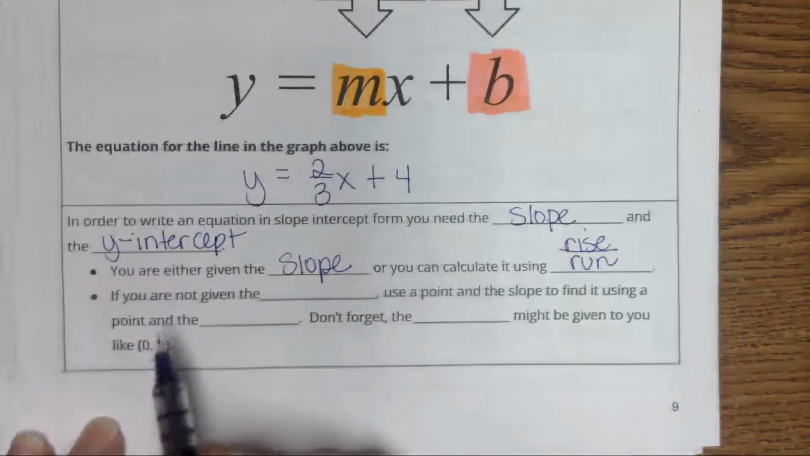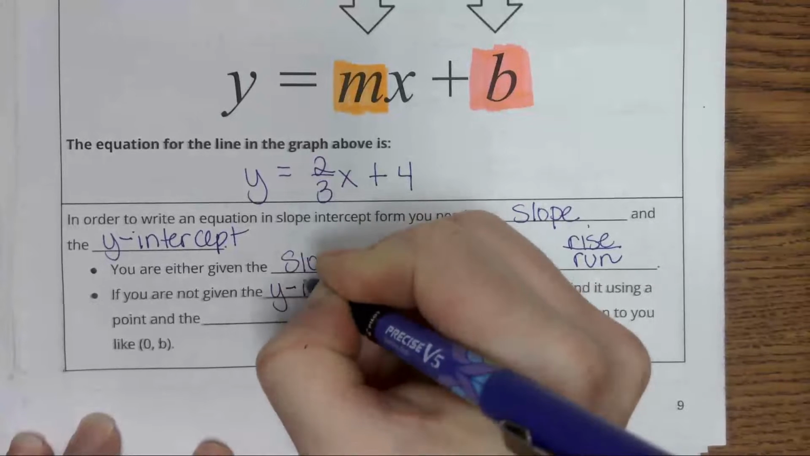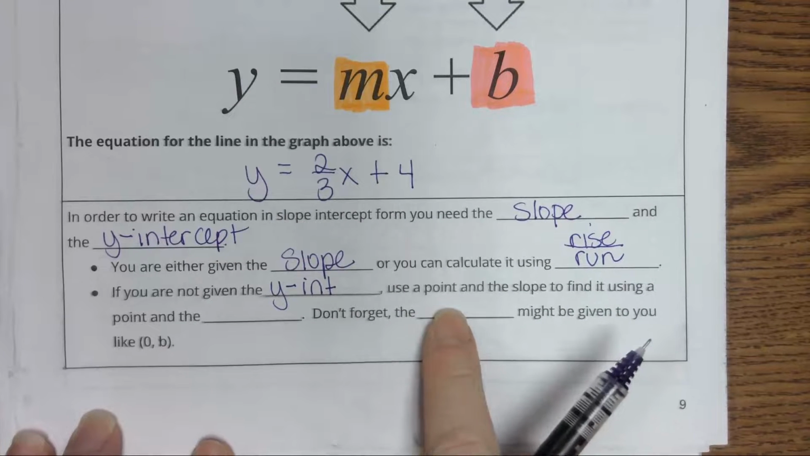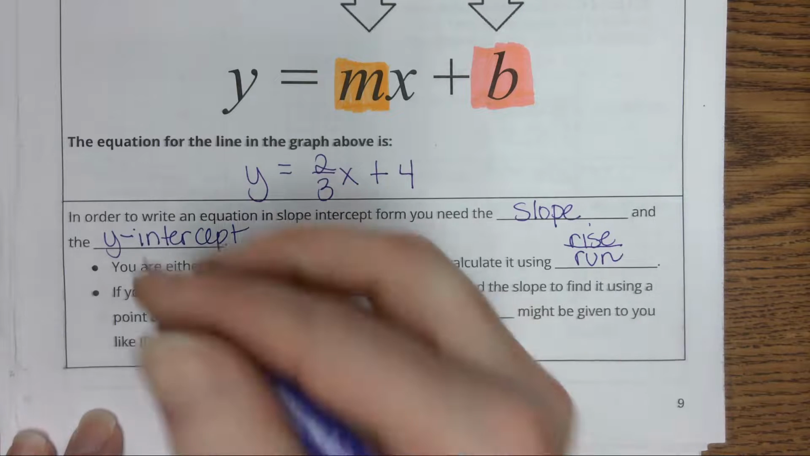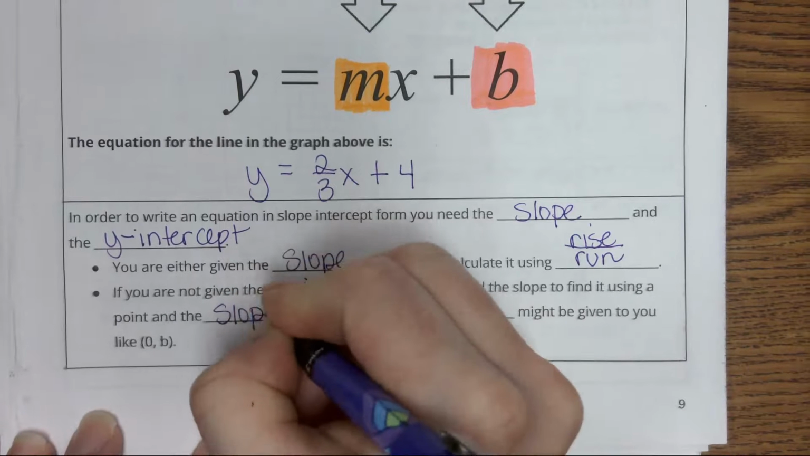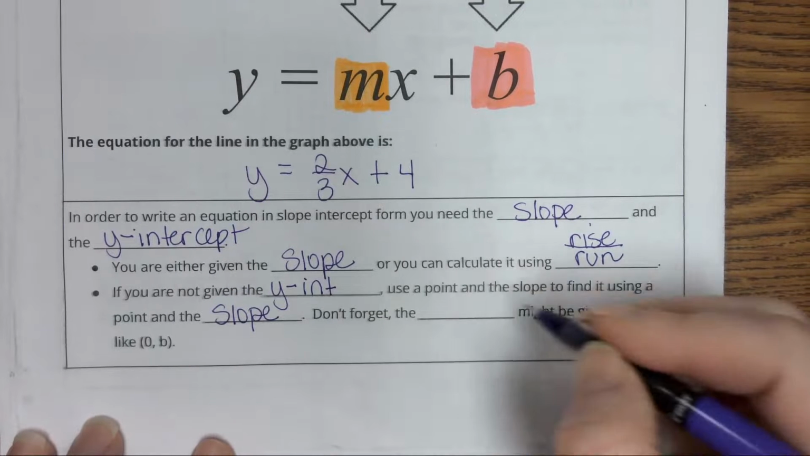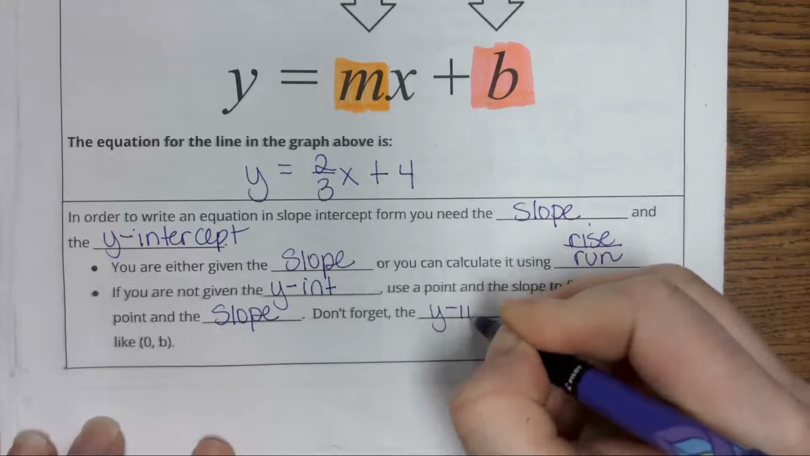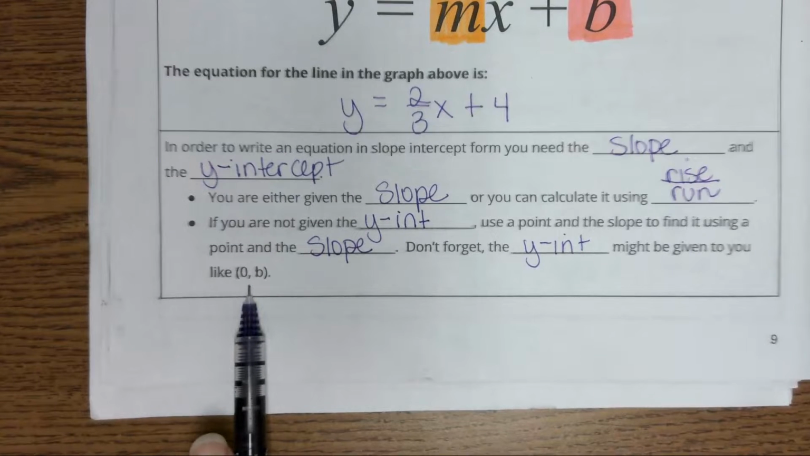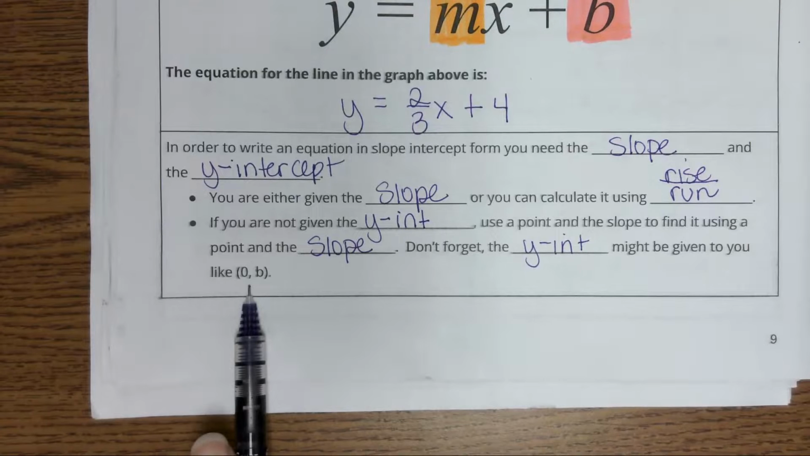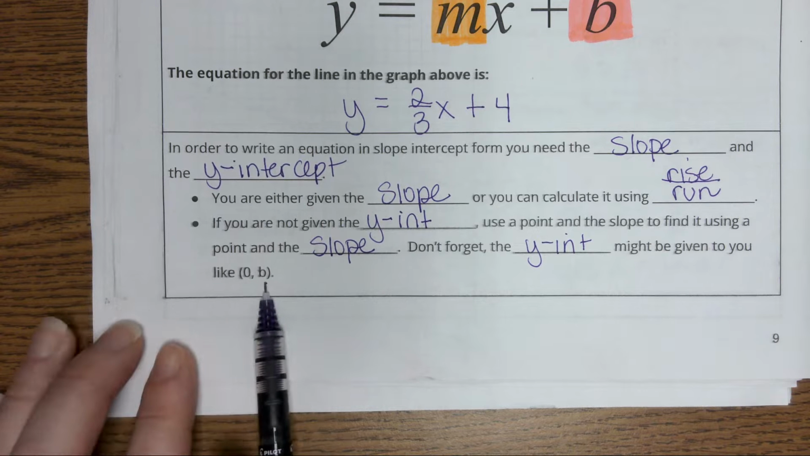If you are not given the y-intercept, because sometimes I won't give you that, you're going to use a point and the slope to find it. Don't forget, the y-intercept might be given like this. I might not say the y-intercept is 7. I might say goes through the point (0, 7), where 0 means that whatever follows is the y-intercept. So if it's written that way.